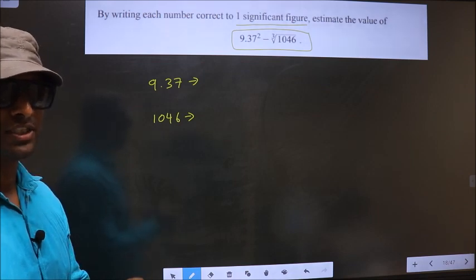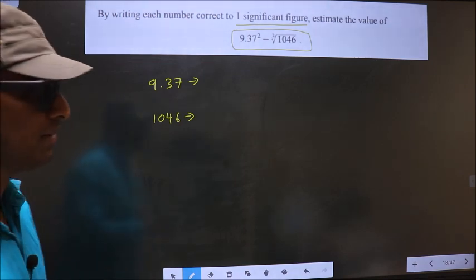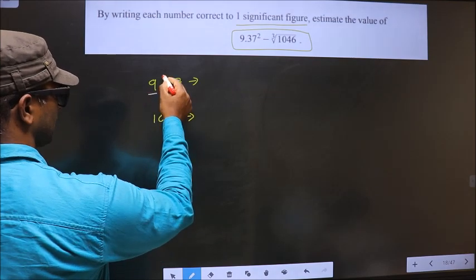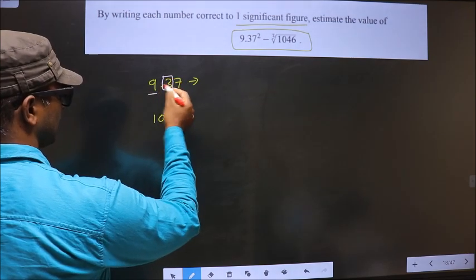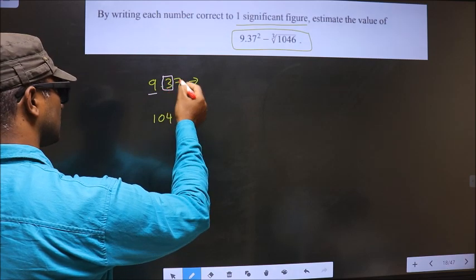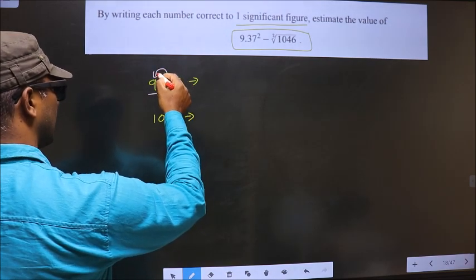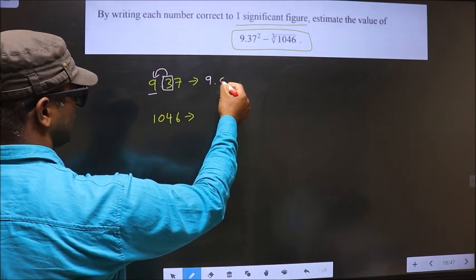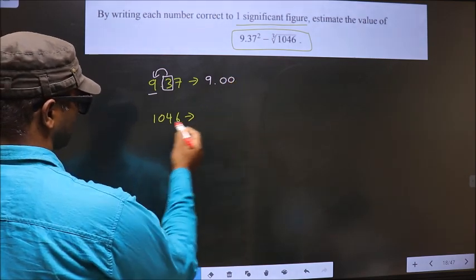Now let us round each number correct to one significant figure. To do that, we should look at the second significant number starting from this side. This is first, this is second significant number, that is 3. 3 is smaller than 5, so we don't need to add any number to this. It will remain 9 and zeros in the other places.